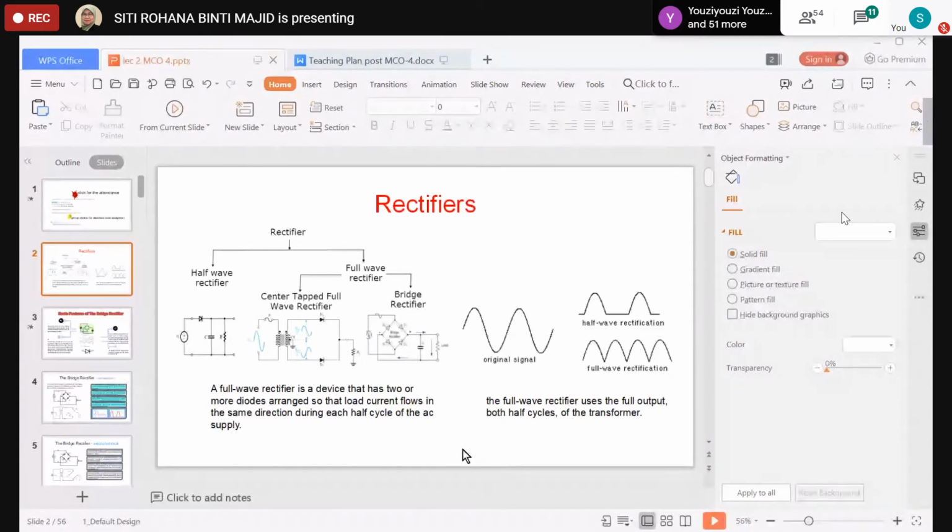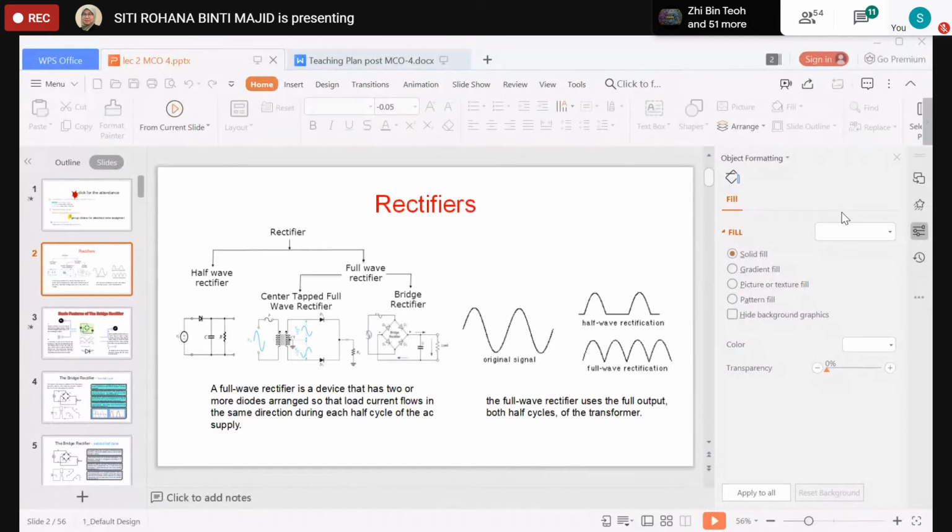Yes. Okay. So this slide just wants to introduce the types of rectifier. We will discuss the half wave rectifier. We already discussed the half wave rectifier, and also in this week we will discuss the full wave rectifier.